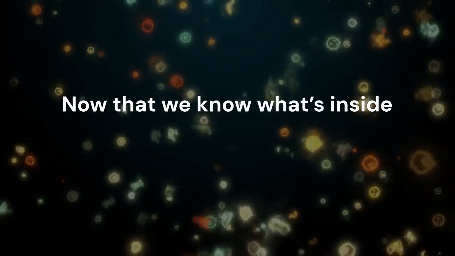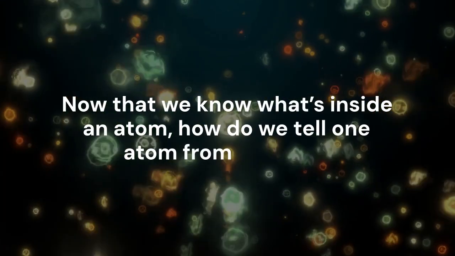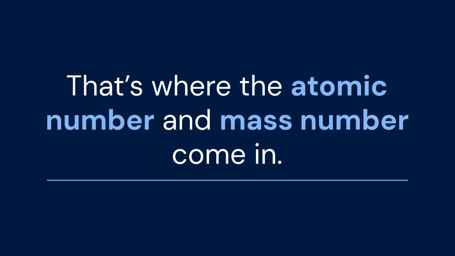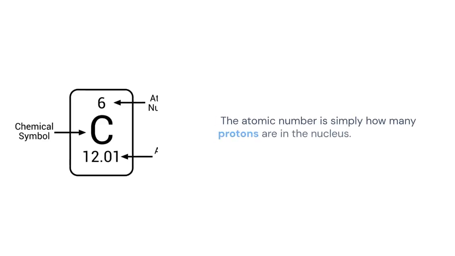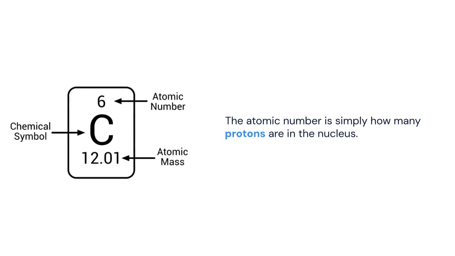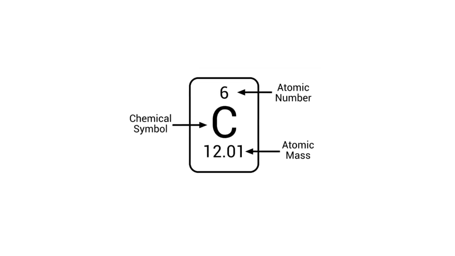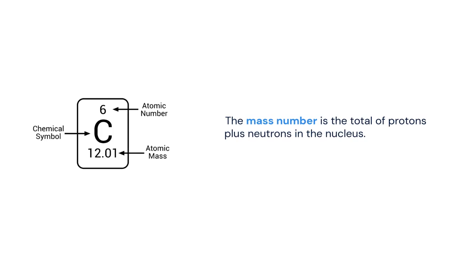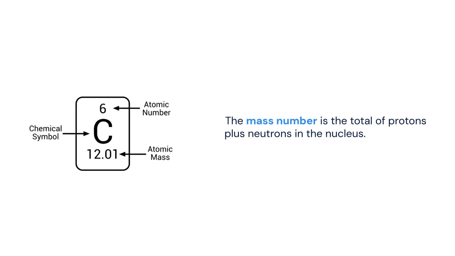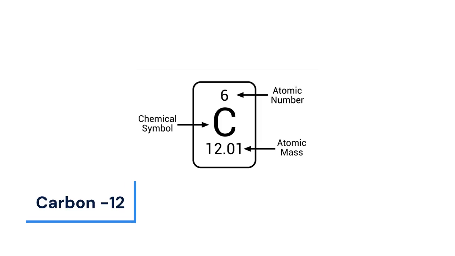Now that we know what's inside an atom, how do we tell one atom from another? That's where the atomic number and mass number come in. The atomic number is simply how many protons are in the nucleus. If you have 6 protons, that atom is carbon no matter what. The mass number is the total of protons plus neutrons in the nucleus. So if carbon has 6 protons and 6 neutrons, its mass number is 12, and we call it carbon-12.